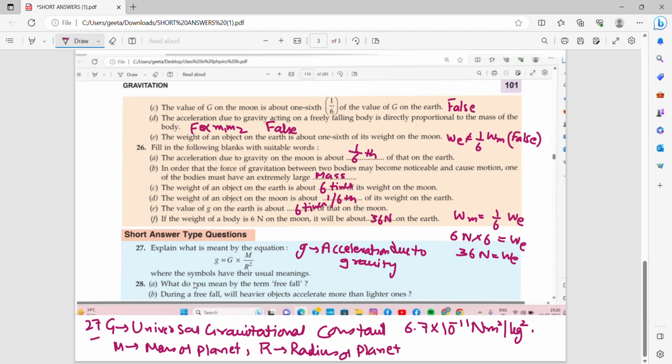What do you mean by free fall? When a body falls only under the gravitational pull of earth, then it is said to be in free fall. During a free fall, will a heavier object accelerate more? You know the formula. Force is mass into acceleration, and acceleration is F over M. So acceleration is inversely proportional to mass. More mass will have less acceleration. Less mass will have more acceleration.